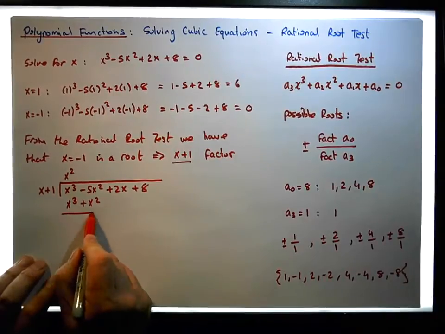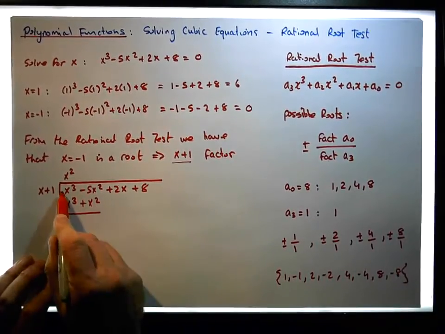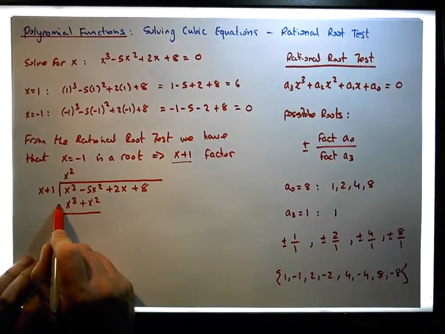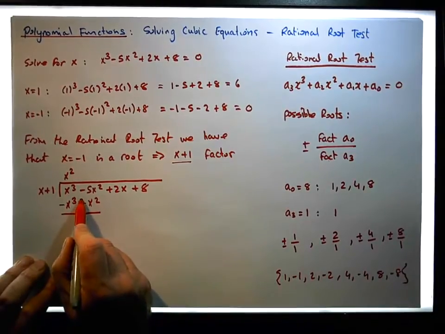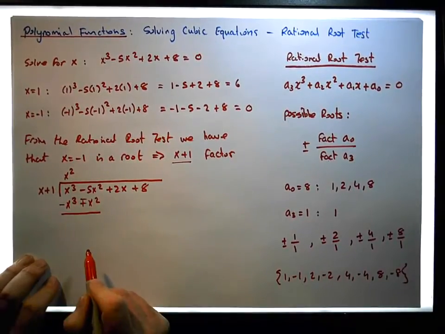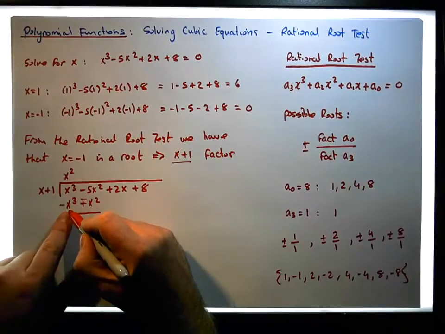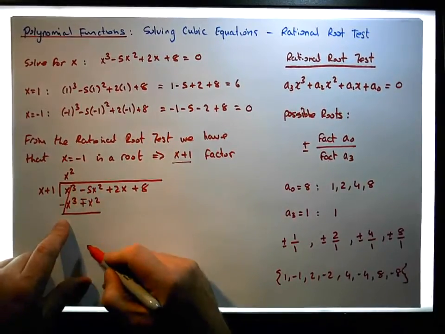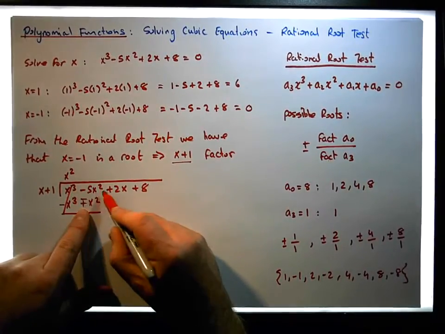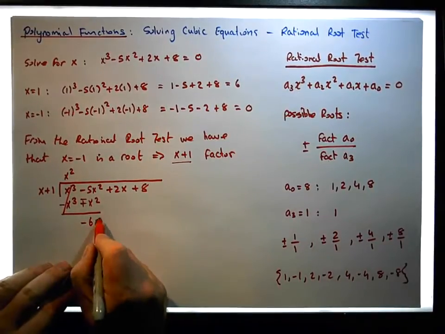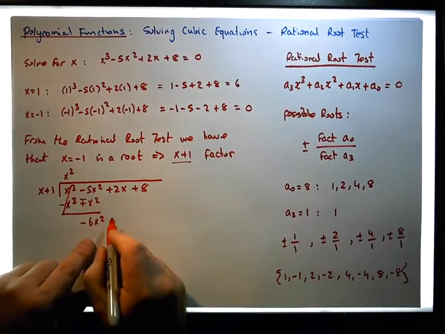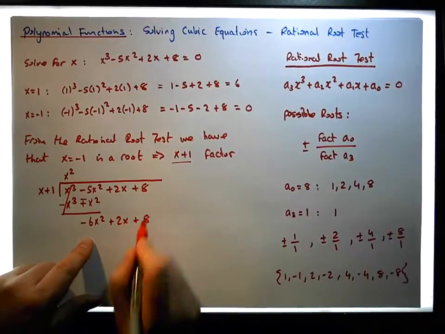So let's see what the remainder is. So we're going to take this away from this. Taking it away means multiply across by minus 1. So that becomes minus, and this becomes minus. So now we have minus x cubed plus x cubed cancels. Minus x squared minus 5x squared gives us minus 6x squared. And what's left over here is plus 2x plus 8.